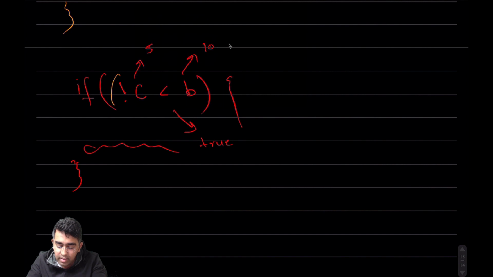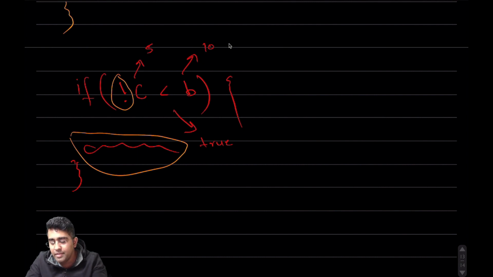Because we're using this exclamation mark here, we are checking for the negation, the inverse. So if it was not true, then it would execute this line of code. It's basically a block of statements that will be executed. Now I think it's time for us to take a look at our demo.